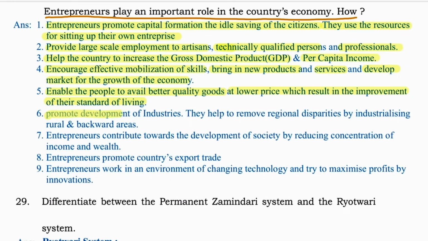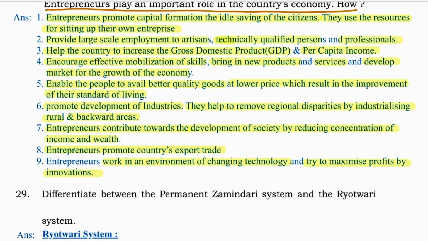They promote development of industries. They help to remove regional disparities by industrializing rural and backward areas. Entrepreneurs contribute towards the development of society by reducing concentration of income and wealth. Entrepreneurs promote the country's export rate and work in an environment of changing technology and try to maximize profits by innovations. These are all the points about how they play an important role in the economy.